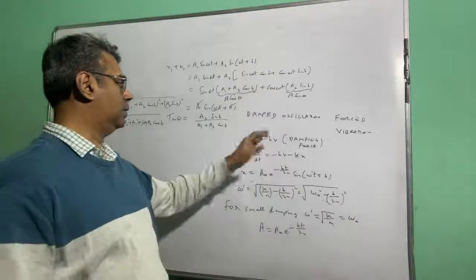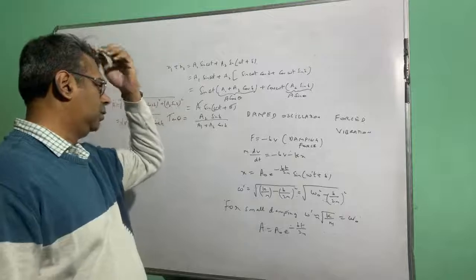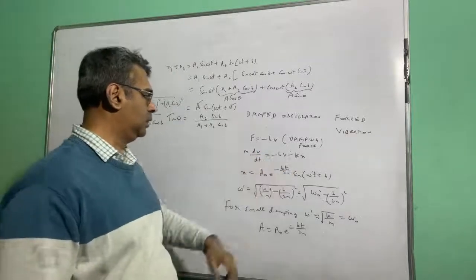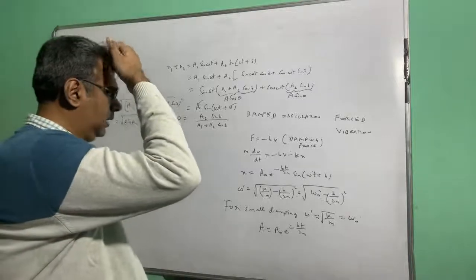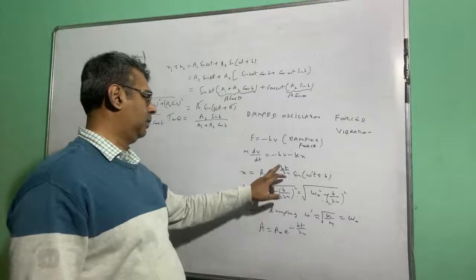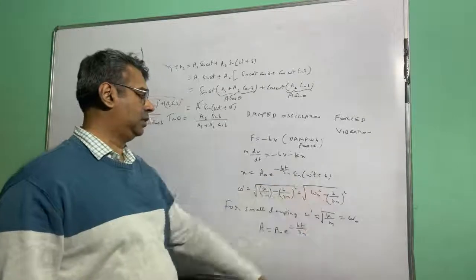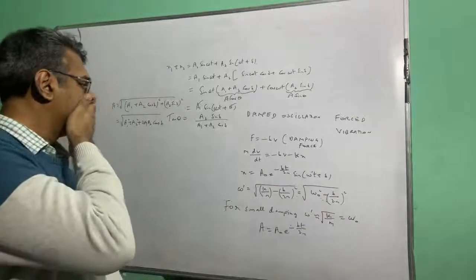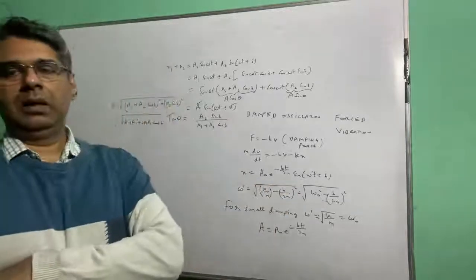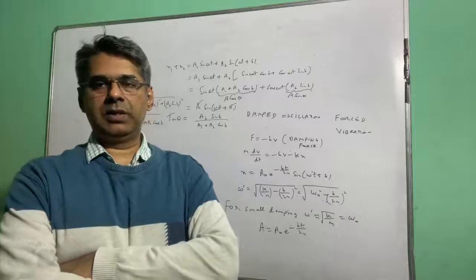So the damping force is given by F equal to minus bv. So m dv by dt is minus bv minus kx. So x will be a0 e to the power minus bt by 2m sine omega dash t plus delta. This is the equation. Now the problem is that these equations require very advanced calculus, which is beyond our scope of discussion.